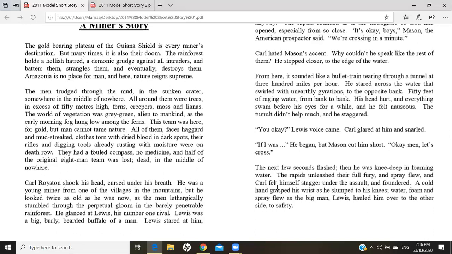Okay. So if you want to add drama to a short story, you could put really short sentences, because short sentences help to build up tension.